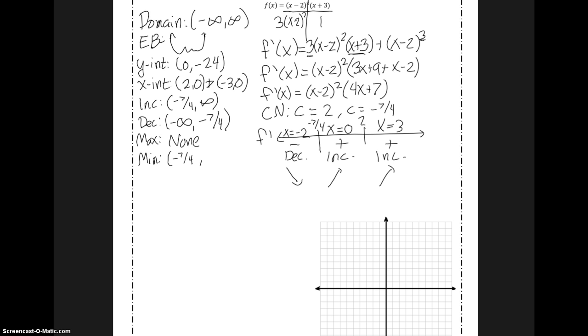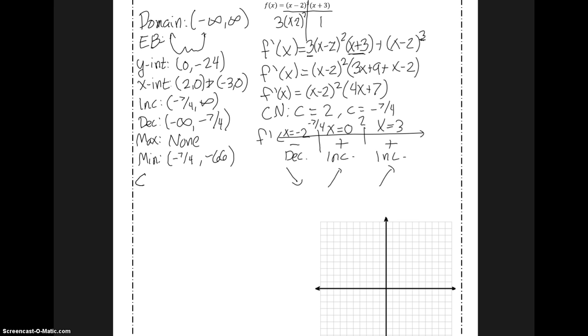So now negative 7/4 is going to be a point on the graph. To find the y value, I will take the negative 7/4, plug it into the original, and that will give me negative 66 if I round. Okay, so this is all the information I can get from my derivative: increasing, decreasing, max, and min.